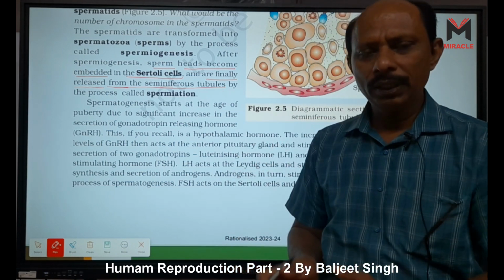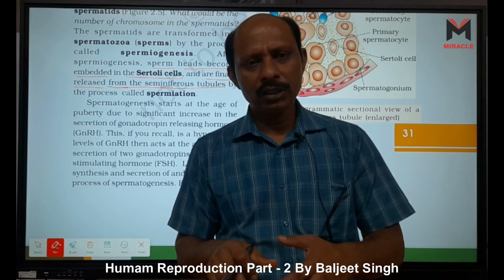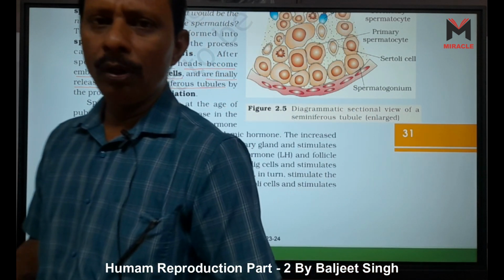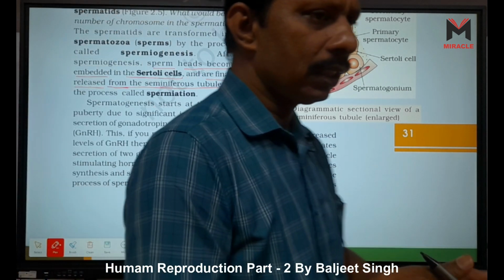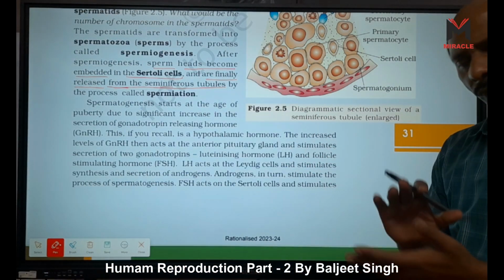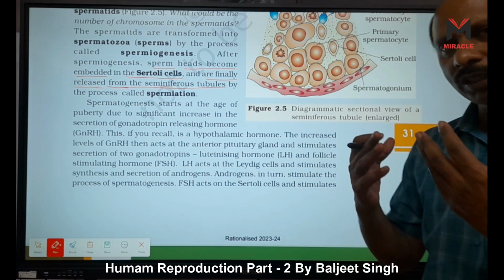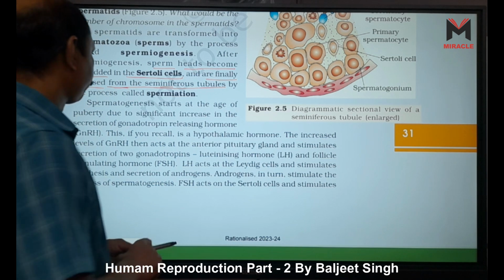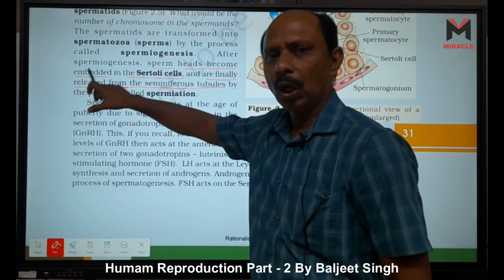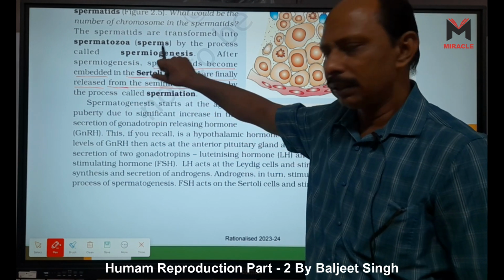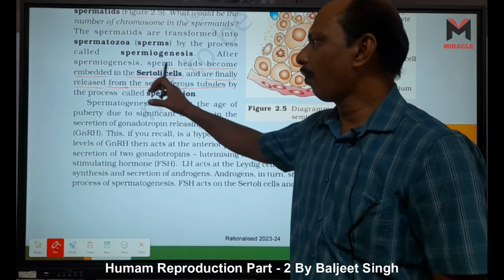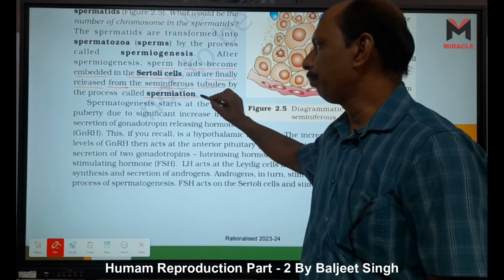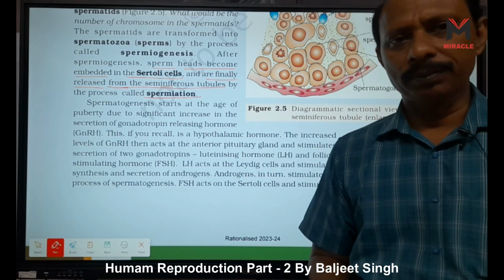It is released from the Sertoli cell and comes into the seminiferous tubules, and then moves from the seminiferous tubules toward the tubuli recti. From tubuli recti, it goes into the rete testis. From rete testis, it goes into the vasa efferentia. From vasa efferentia, it goes into the epididymis, where it is stored for further maturation. This release of spermatozoa from the Sertoli cell or from the seminiferous tubule is called spermiation, right?